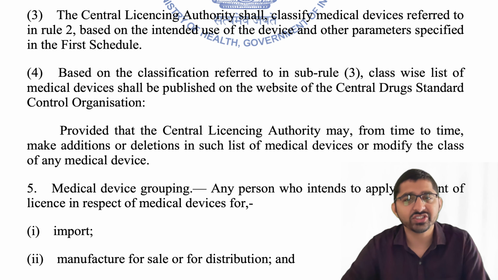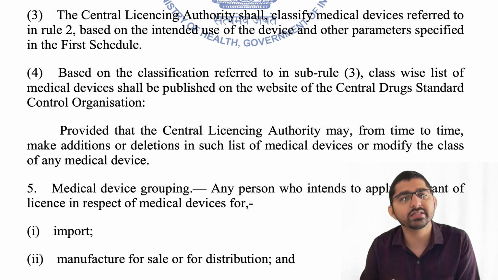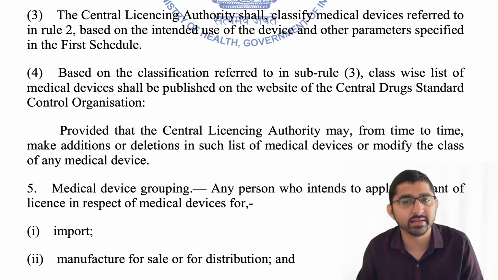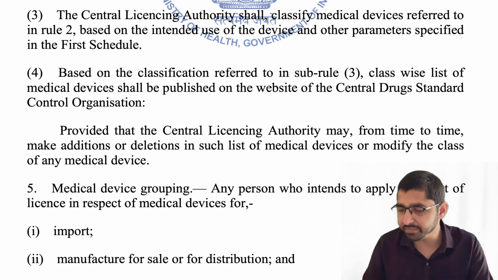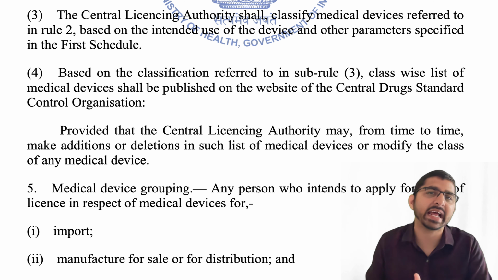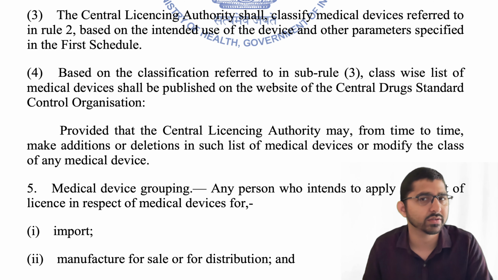Point number 3. The CLA shall classify the medical devices referred to in Rule 2 based on the intended use of the devices and other parameters specified in the First Schedule. So the classification mainly depends upon the intended use and the criticality of the medical devices which will be used against the user.